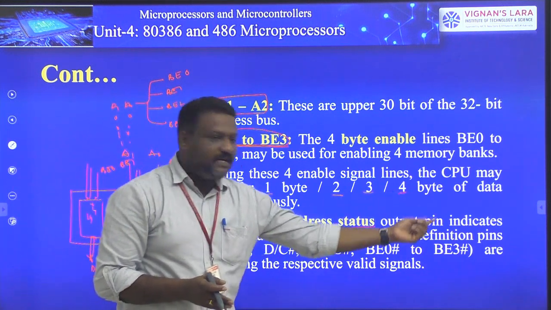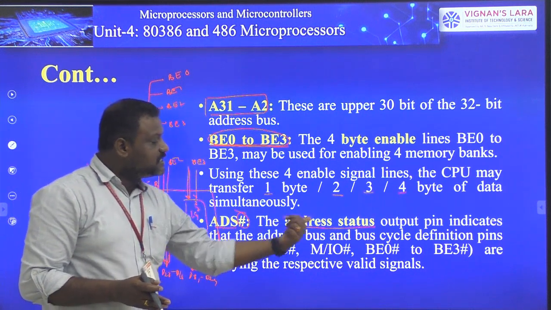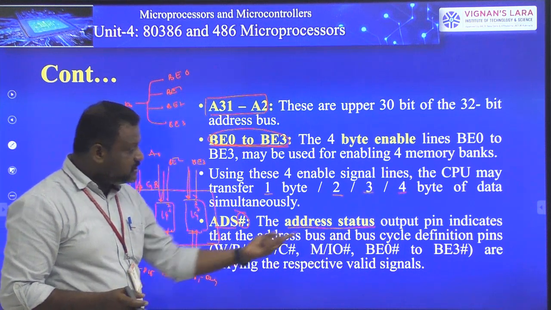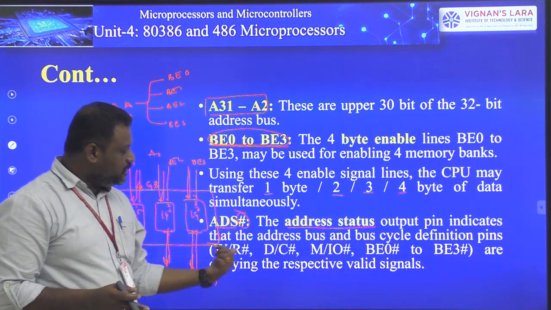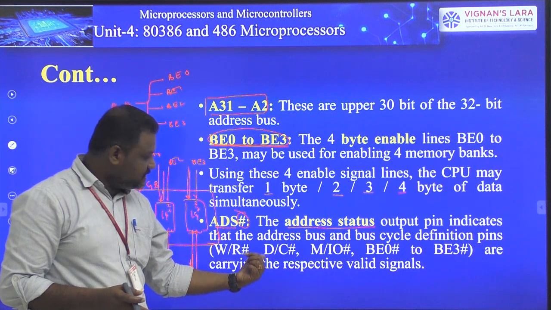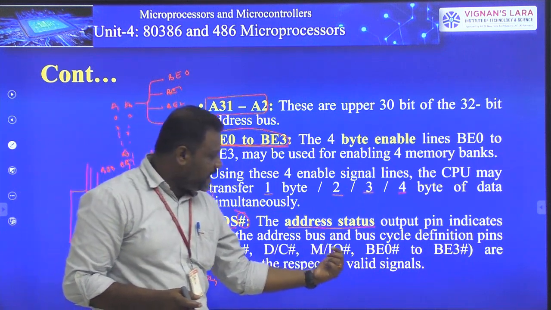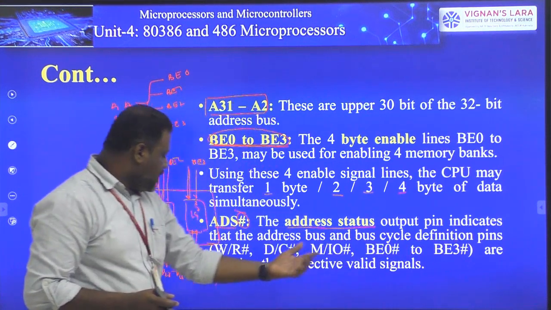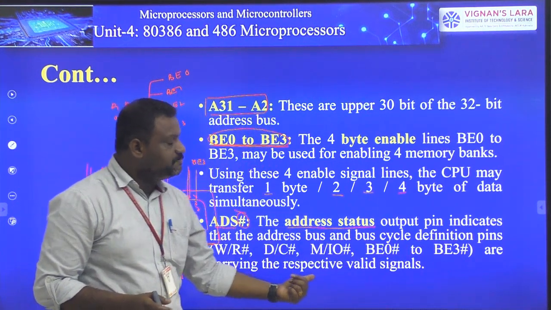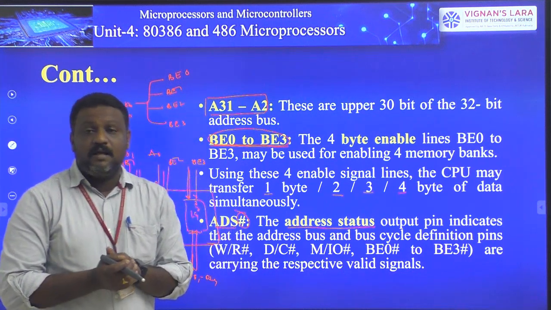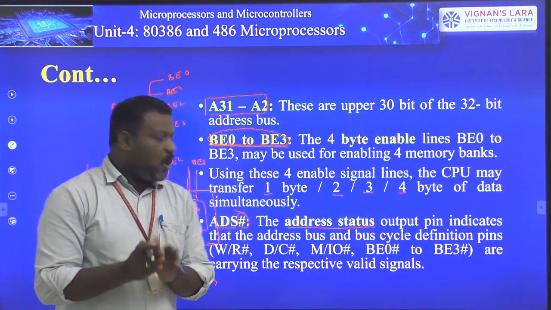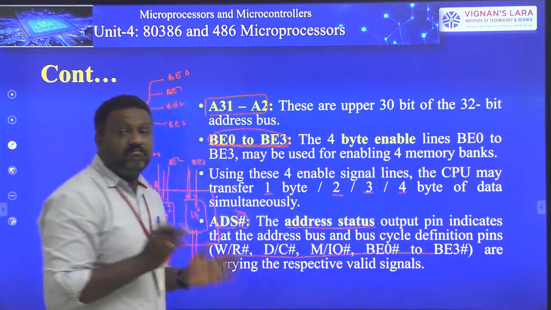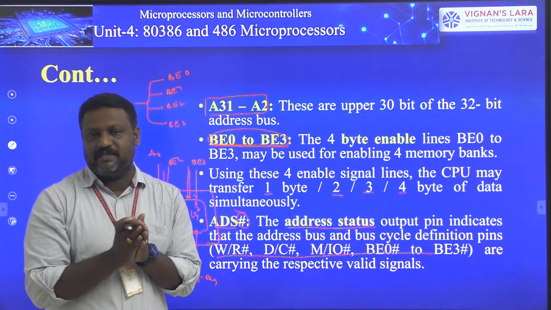The address status output pin indicates that the address bus and bus cycle definition pins, that is, the bus cycle definition signals, which are nothing but W/R#, D/C#, M/IO#, and BE0# to BE3#, are carrying their respective valid signals. That means the ADS signal is active. All these are different bus cycle definition signals. They are maintaining valid logic levels.